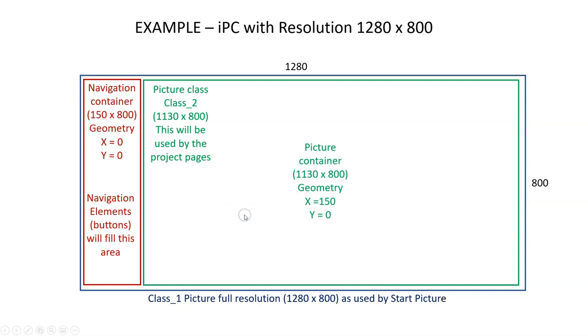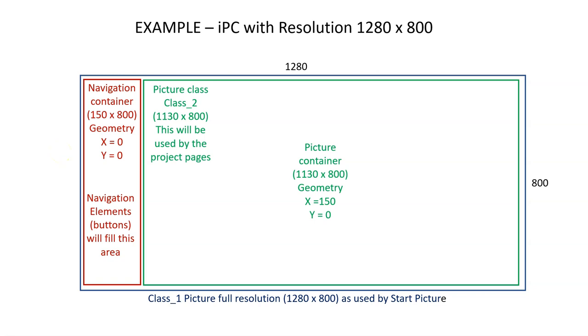We will then create a picture container. So we have a navigation container and a picture container, and the picture container will also be the same as this picture class 2, 1130 by 800 tall, and the geometry of that will be x150 and y0, so that corner will actually line up exactly with the end of that corner. That's an explanation of what we're going to achieve.